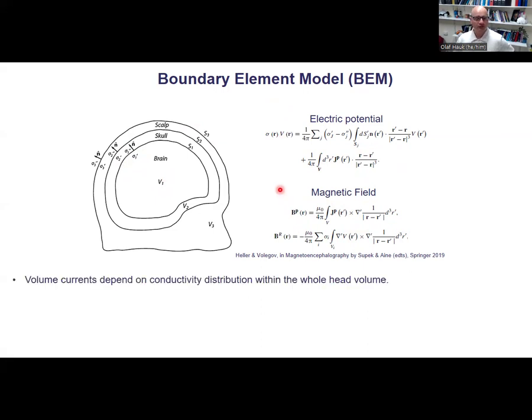And here just a few things that I probably mentioned already in some other sessions. We have to make sure that we take into account all volume currents, and they depend on the conductivity distribution within the whole head volume.